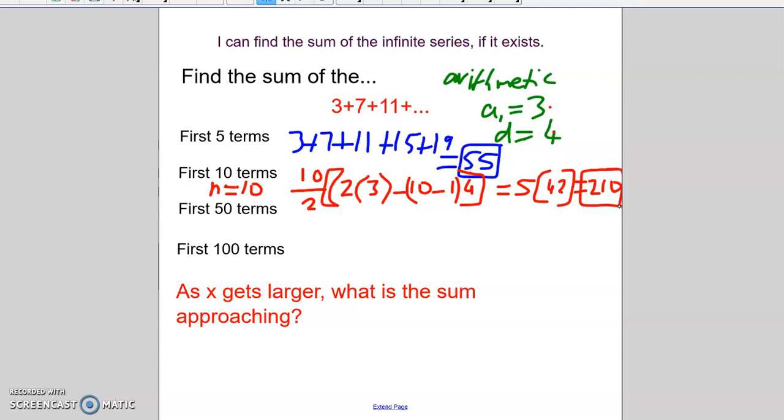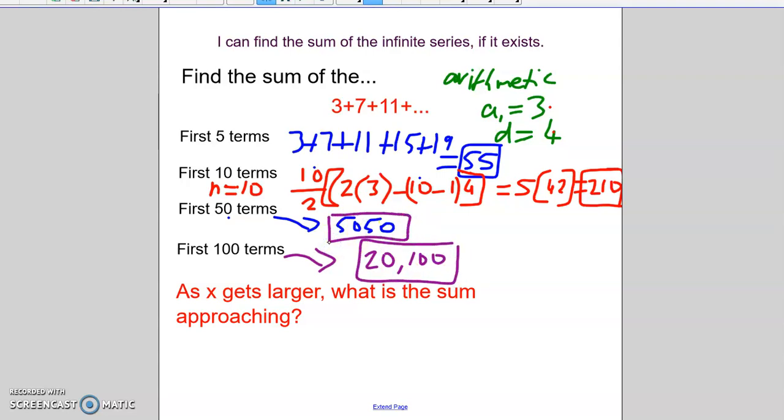So this turns out to be 210. Okay, and then if you keep going for the first 50 terms, you'll see that the sum is 5,050. If we use that formula, the only thing we would change with the 50 is the n value. So this 10 would change to a 50, and that 10 would change to a 50. Otherwise, it's the same thing. Then if you did the first 100 terms, you'd get this number, 20,100, as the sum.